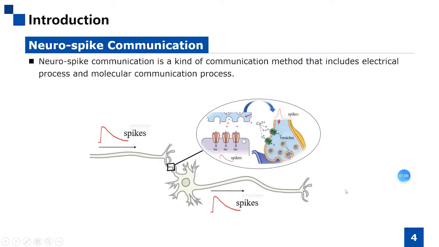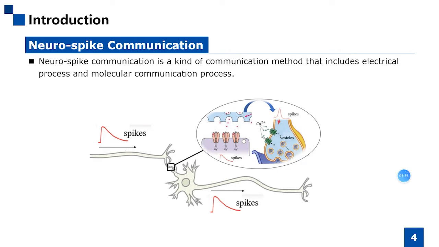Neuro-Spike communication is a kind of communication method that includes an electrical process and a molecular communication process. The transmission process of the spike on the neuron is an electrical process, and signal transmission between neurons is a molecular communication process.